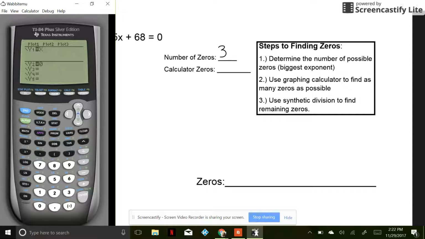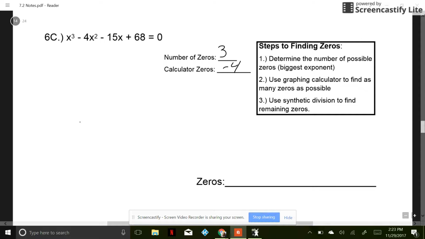You've got x to the third minus 4x squared minus 15x plus 68. So we're looking for calculator zeros. We see 1. So let's figure out where that 0 is at. It's on the left side, so it's going to be in the negatives. There it is at negative 4. So our calculator 0 is at negative 4.